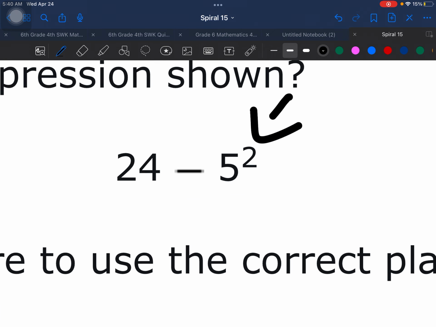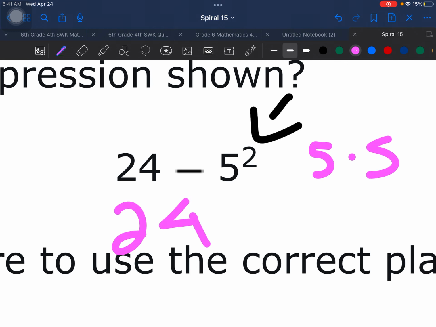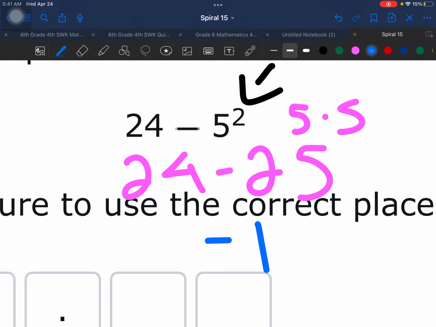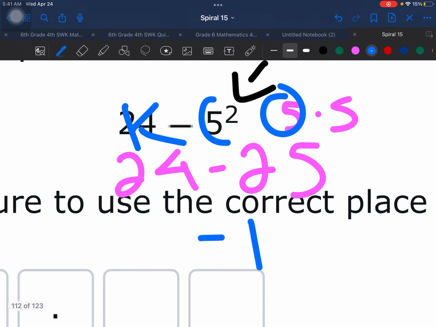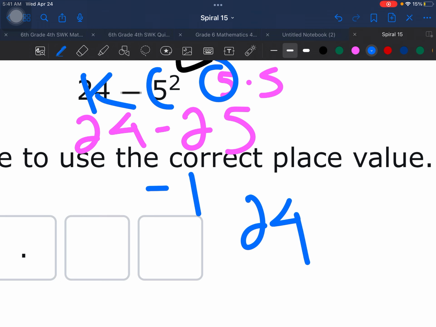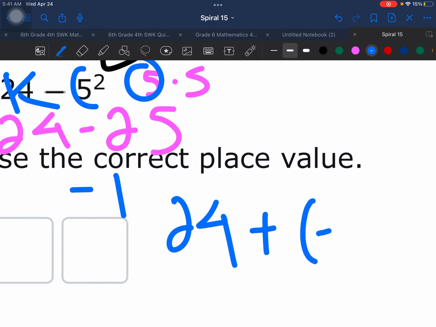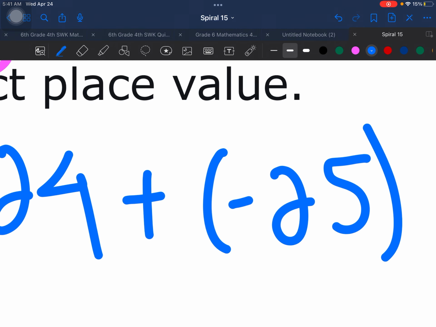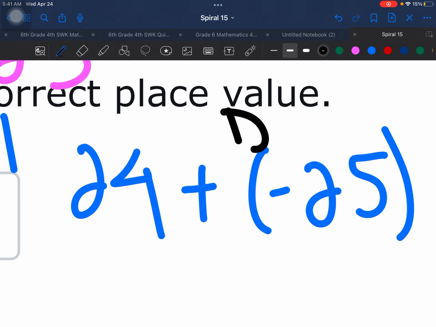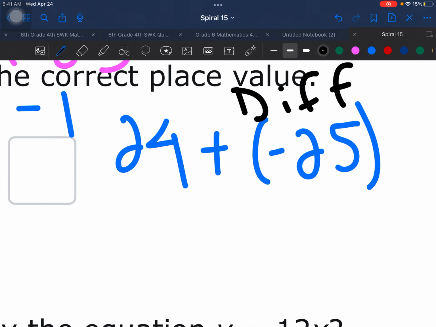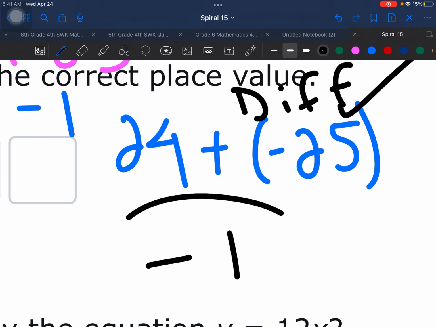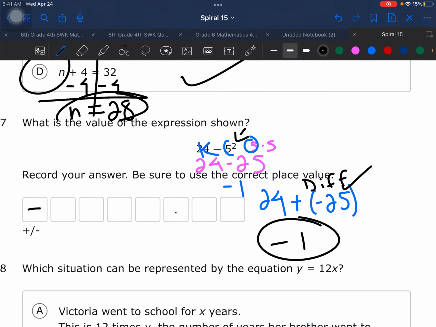24 minus 5 squared. This means 5 times 5. 24 minus 25, -1. And if you don't know how I got that, it means 24 plus -25. Same sign or different signs? Different signs, what do? You subtract and you keep the biggest number, which is negative. -1.